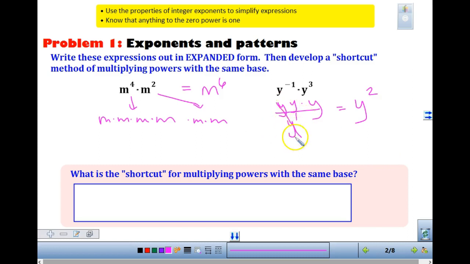That those y's, y over y is the same as 1. But we want to think of a shortcut of not writing them out like this in expanded form. Anyone remember from the beginning what we said the shortcut was? When we're multiplying, what are we doing with those exponents? We are adding them. So if you have the same base, we are going to add our exponents, right? It only works when you have the same base, okay? Only works when we have the same base.